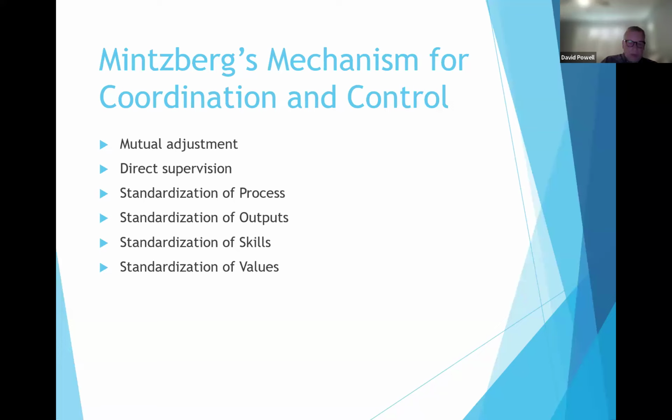Standardization of worker skills. Workers are employed who possess the knowledge and skills needed to make appropriate decisions. Educational institutions and professional associations are relied upon to provide standardized training. Professionally trained workers are largely self-coordinating and self-controlling. This is something you can kind of see in NASPA accreditation.